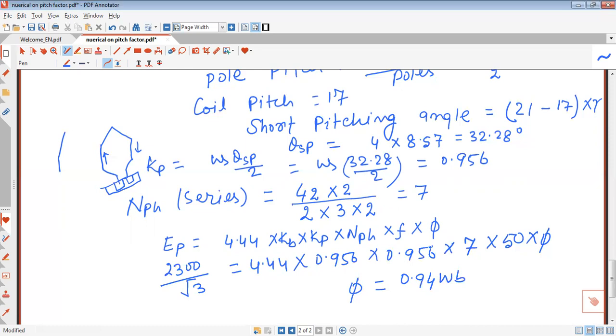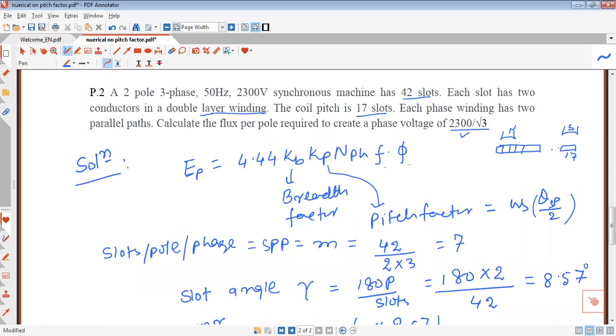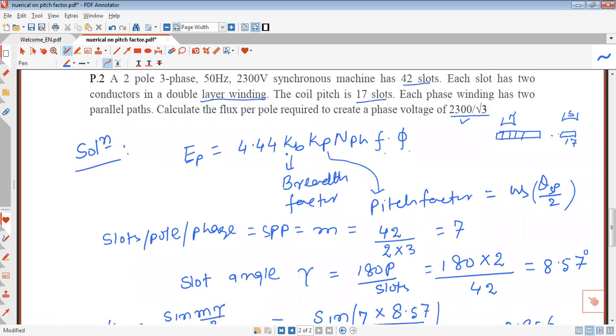This is also a very interesting question. We can see that a lot of calculations are there, but a lot of understanding is also there. So the actual relation is this. By using this, we can find out the induced EMF per phase in a synchronous generator.